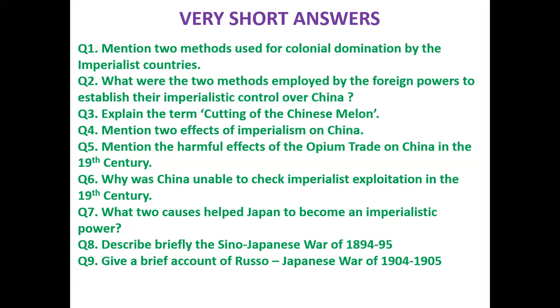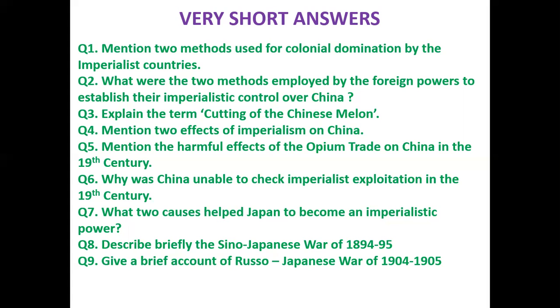Question 2. What are the two methods that are employed by the foreign powers to establish their imperialistic control over China? So the first is sphere of influence and the second is extraterritorial rights. Now, sphere of influence basically is the extent of domination of one country over whole or some parts of another country out of its own personal interest. Such spheres of influence can be political, but it can also be economical. And they serve the country under whose sphere of influence they fall.